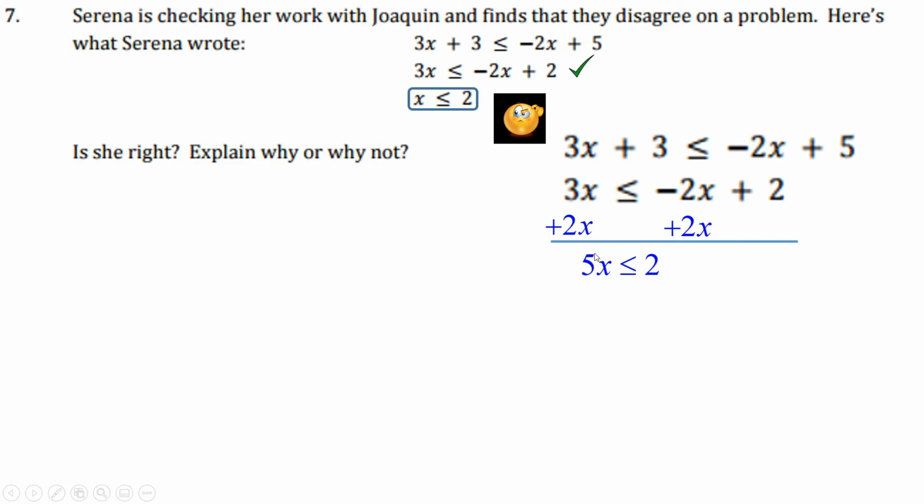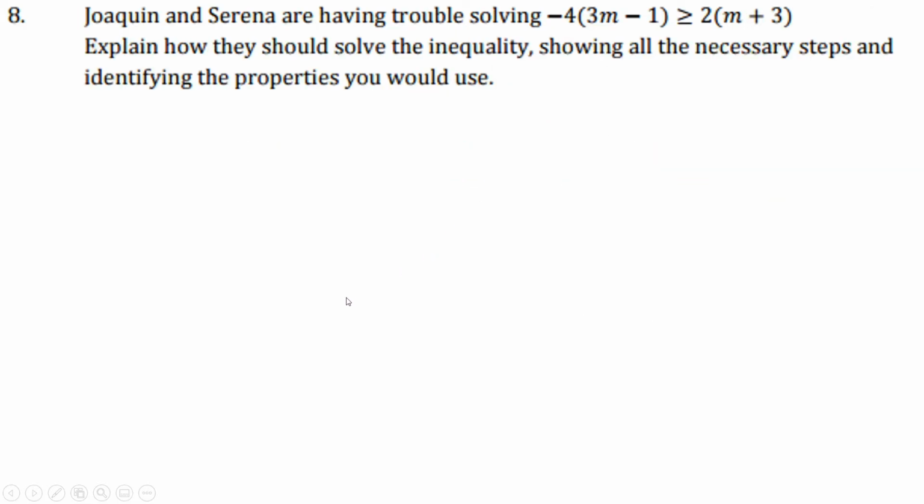And then we need to undo this multiplication with what we call the multiplicative inverse, or division. Divide both sides by 5. And now, less than or equal to, our factors of 5 cancel, and we have x is less than or equal to 2/5. All right, so Serena, you were incorrect, and us solving it explained why. Okay, so it didn't work. Sorry, Serena.